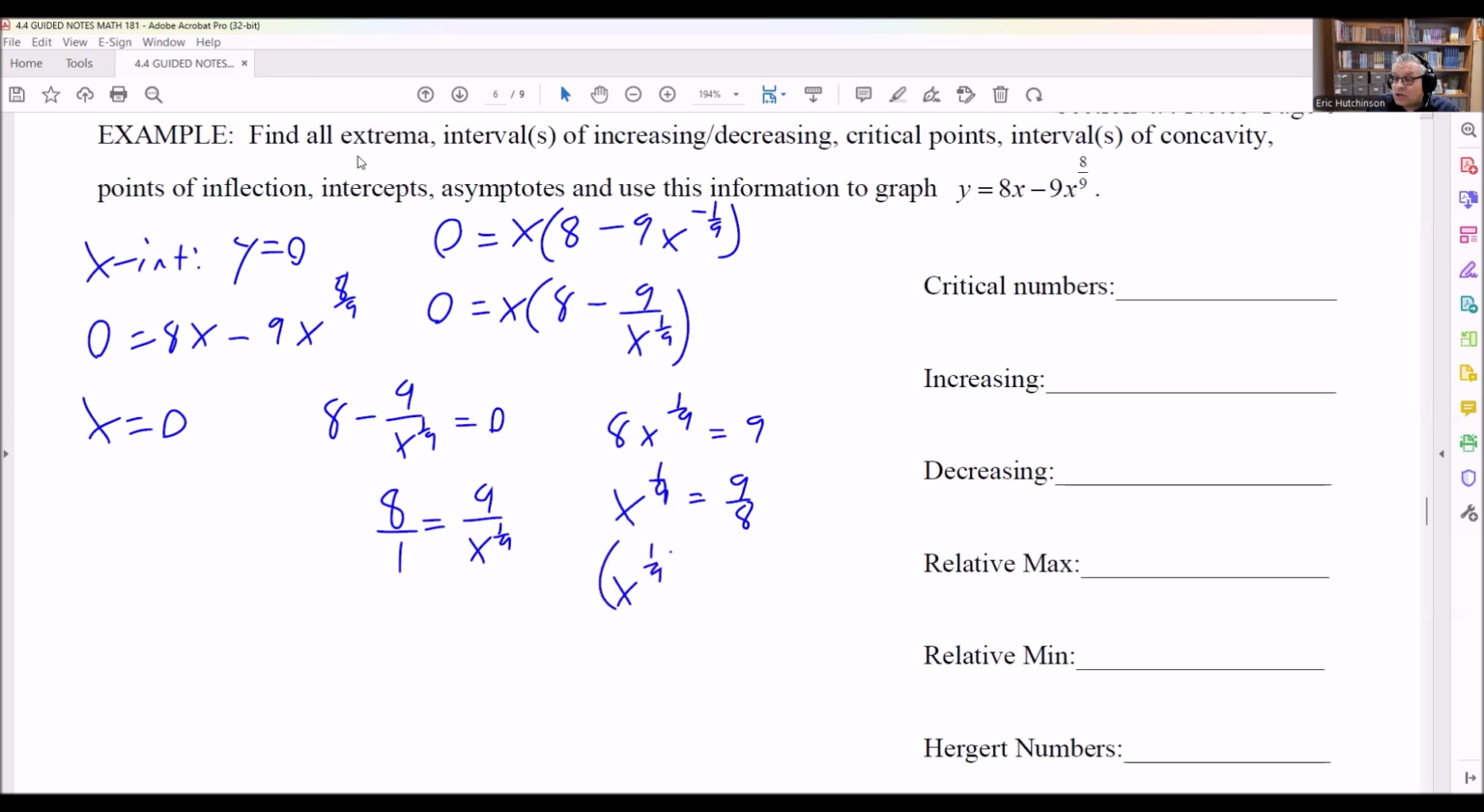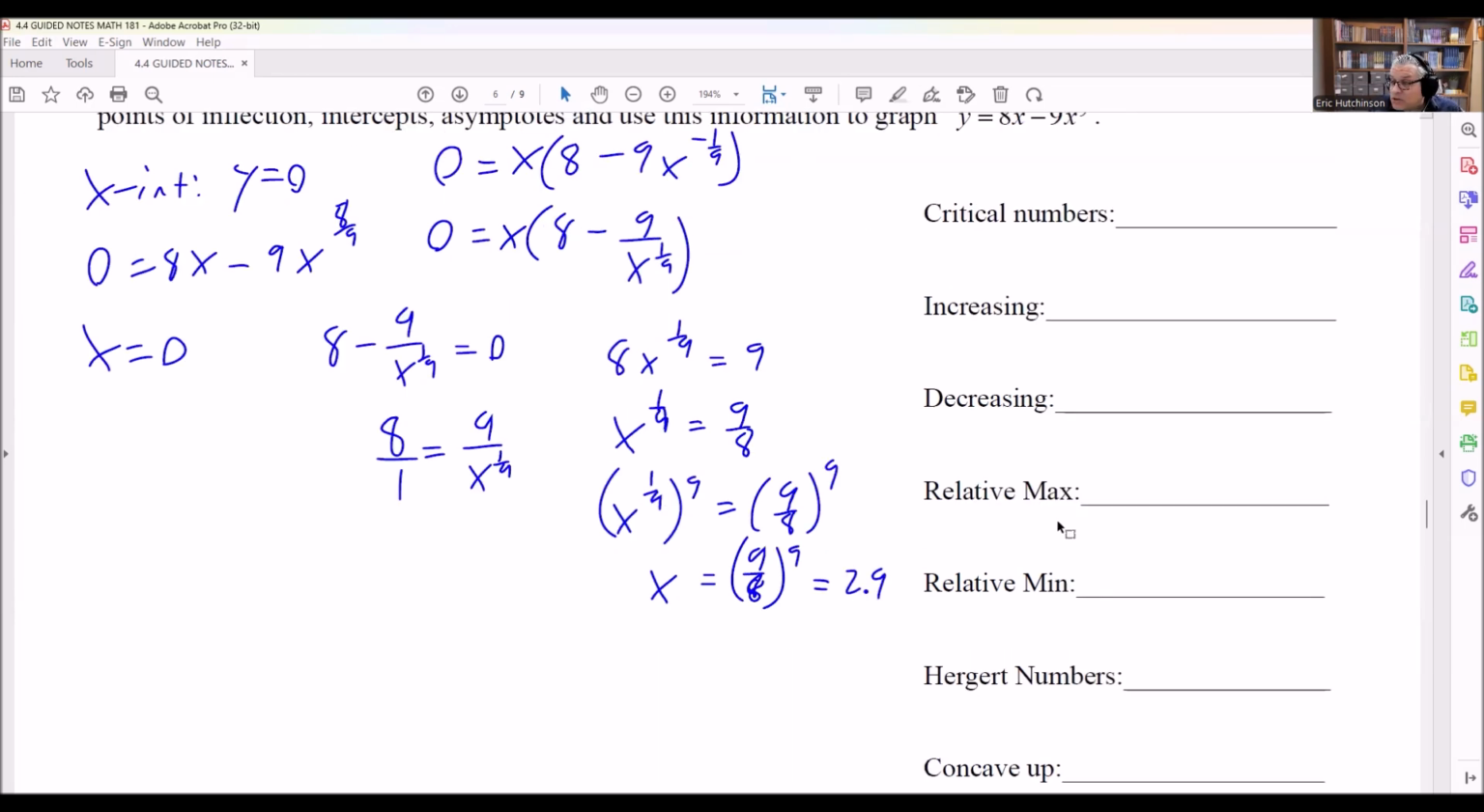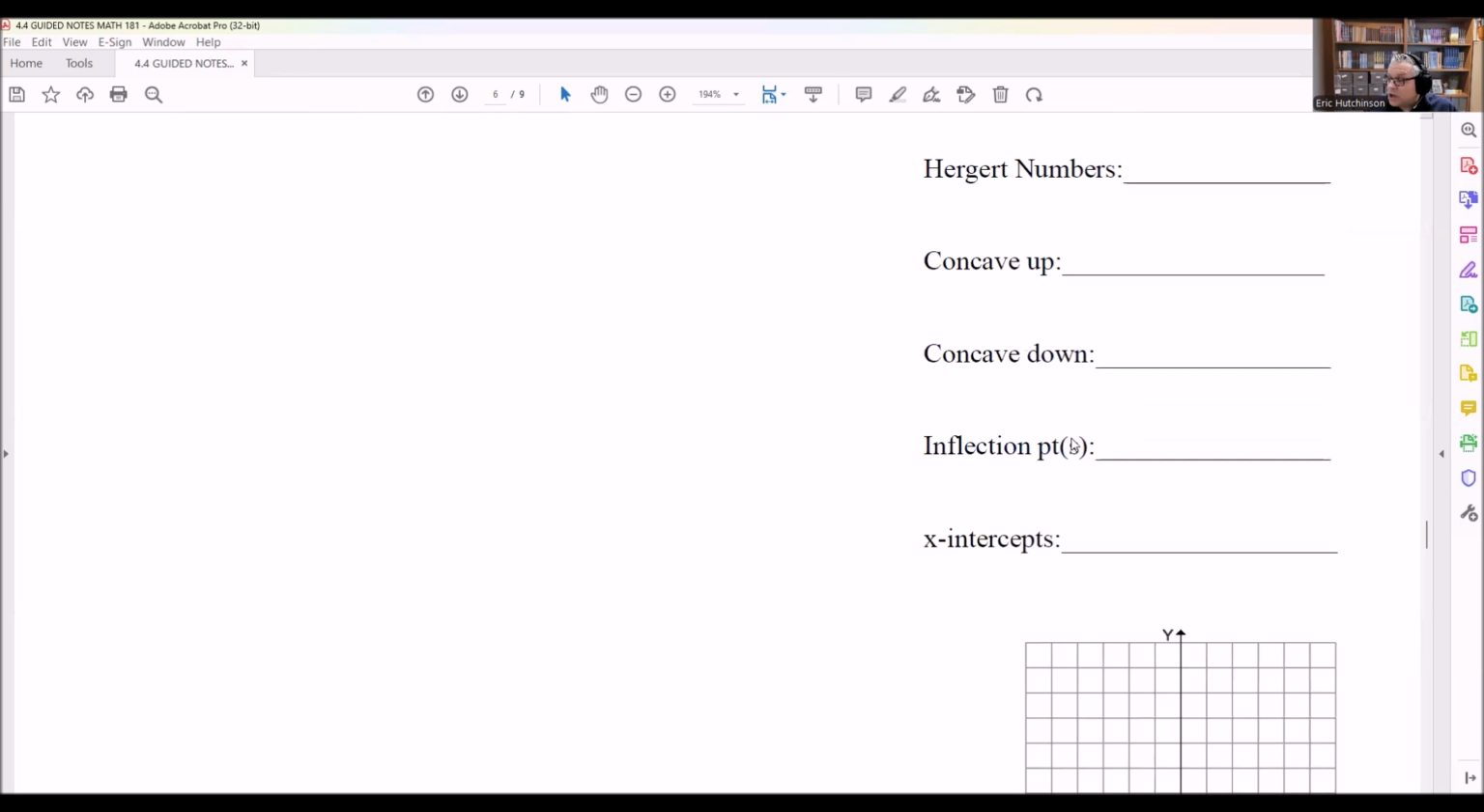We do that because when you raise a power to another power, we multiply the exponents, and that's going to allow us to get this to go away. So we get x equals 9 over 8 to the 9th. And when you do these in the homework, it's going to ask you to round this to the nearest tenth. So if we put this into the calculator, we should get about 2.9. So we have our x-intercepts. Our x-intercepts down here are going to be 0 and 2.9. So we have those answered.